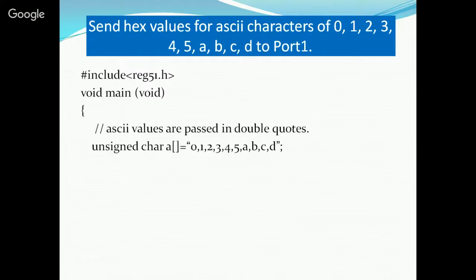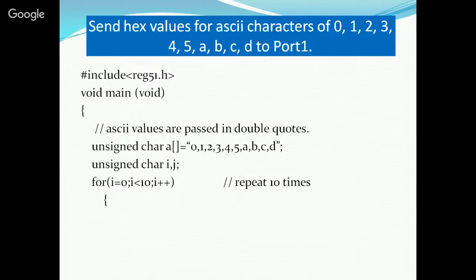The rest of the things are the same. The only thing is that instead of the curly bracket, we will be using double quotes to send the ASCII characters of these values. Because total values are 10, I is less than 10, so it will be repeated 10 times. In the earlier case, it was to be repeated 9 times, so it was less than 9. Okay? Any doubts?